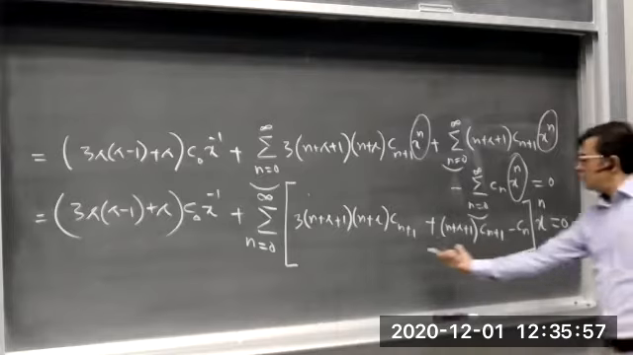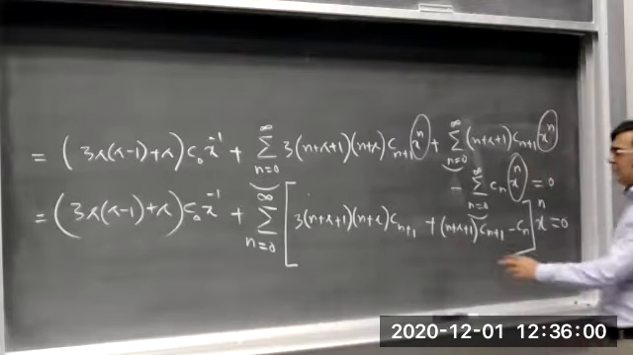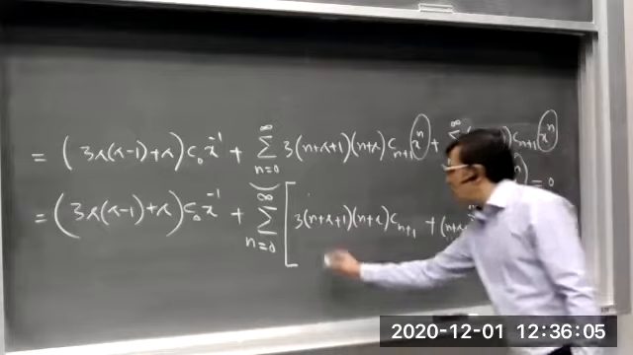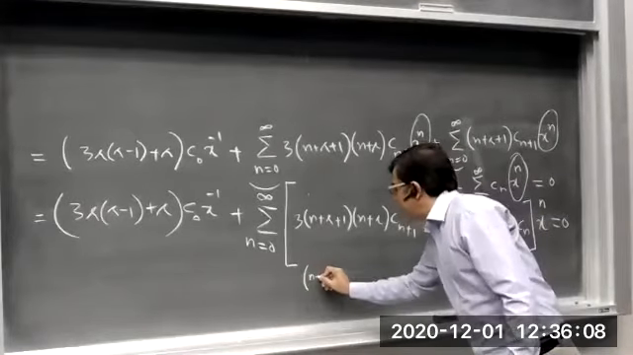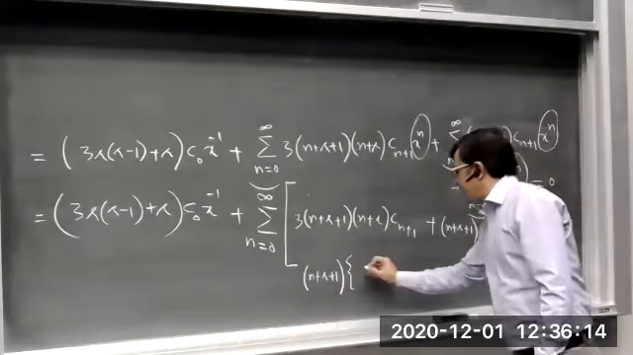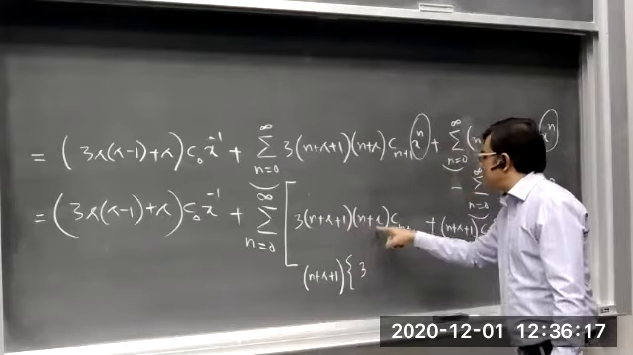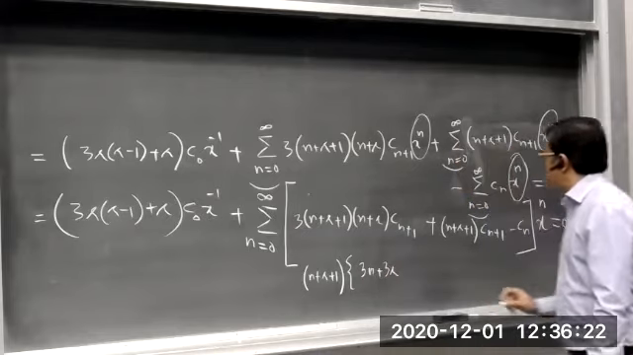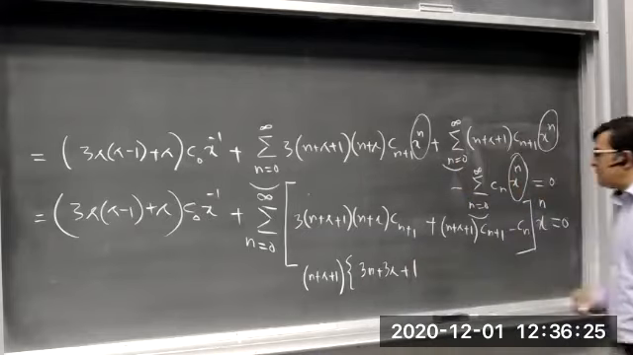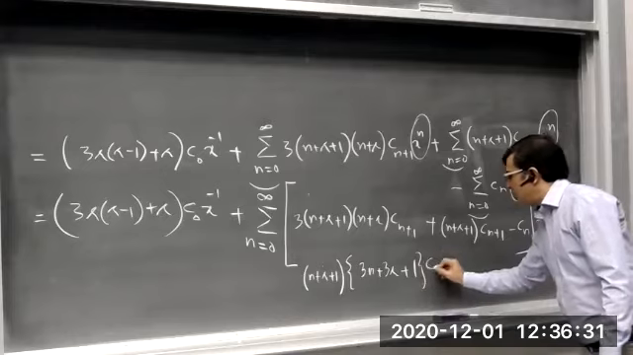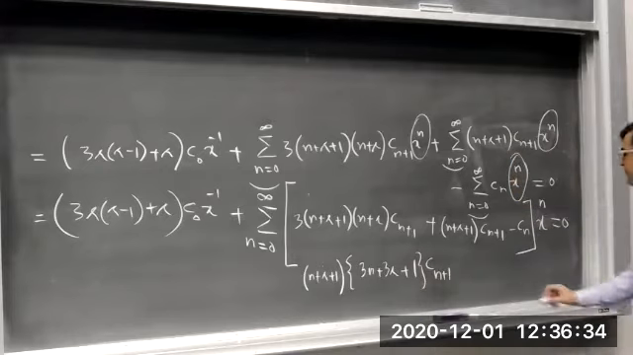Now from these two factors we can again take common (n plus r plus 1). So we can write this as (n plus r plus 1) common. What do we get inside? We obtain 3n plus 3r, and here plus 1, and here c n plus 1 minus cn. So this is what we obtain here.